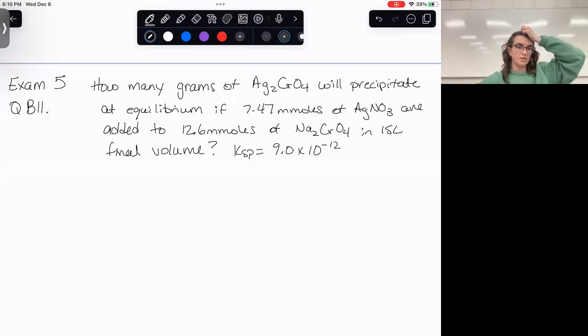Okay, so for this question here, we say how many grams of silver chromate will precipitate at equilibrium if 7.47 millimoles of silver nitrate are added to 12.6 millimoles of sodium chromate in 1.5-liter final volume. Okay, walk me through. What are we doing?